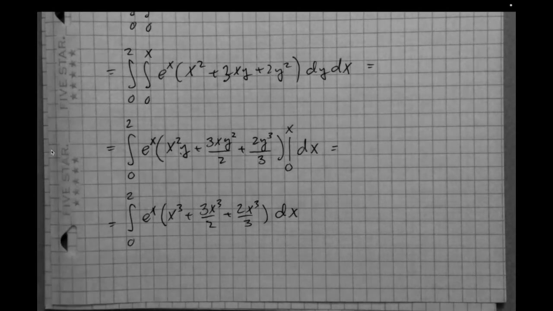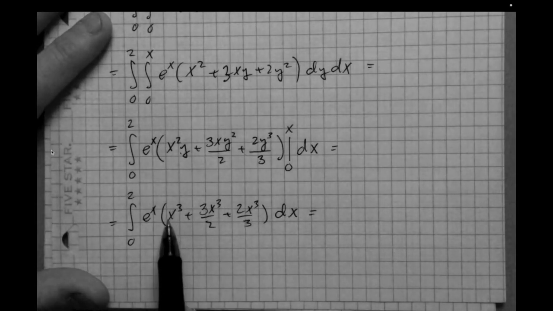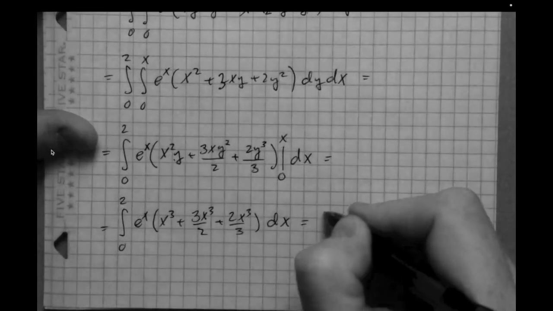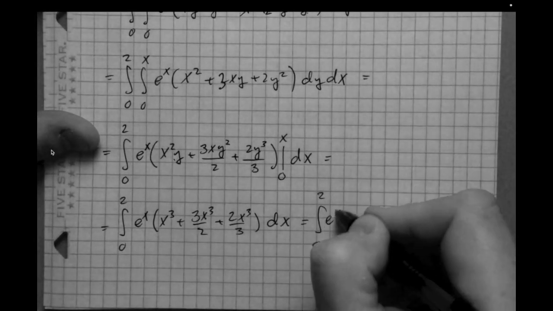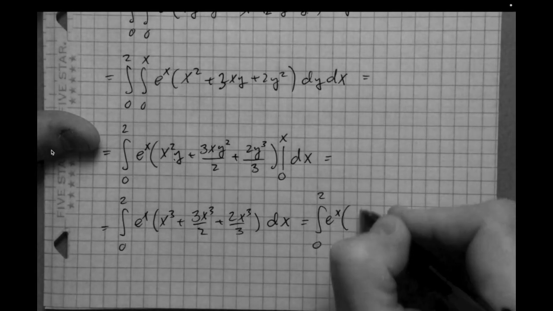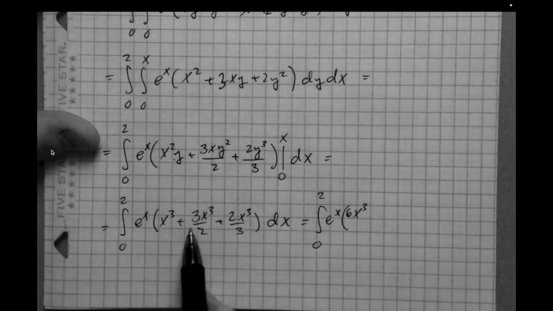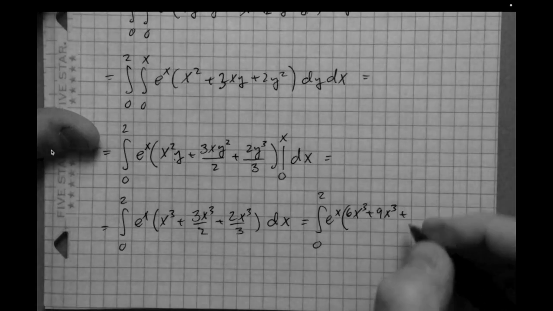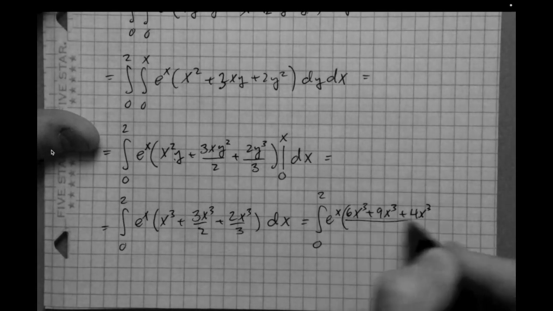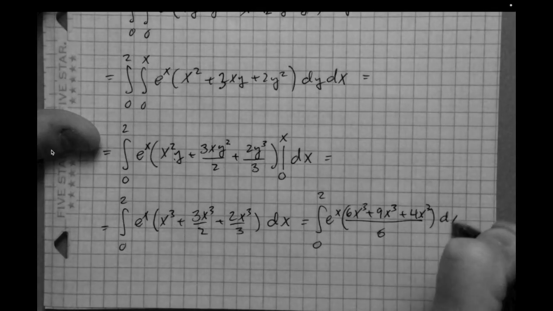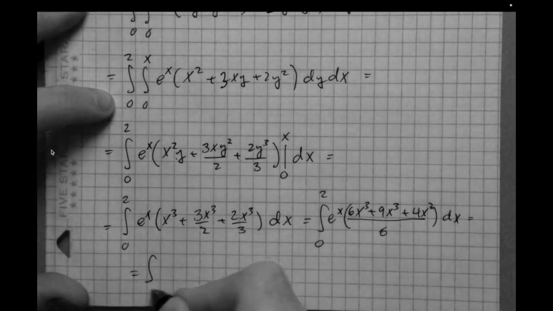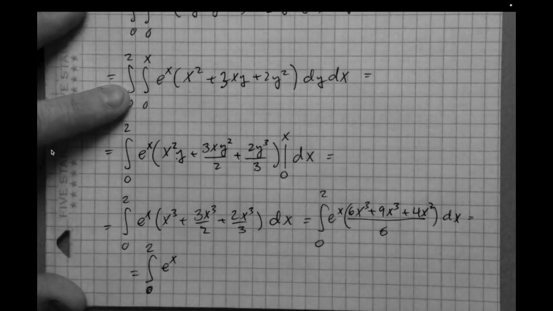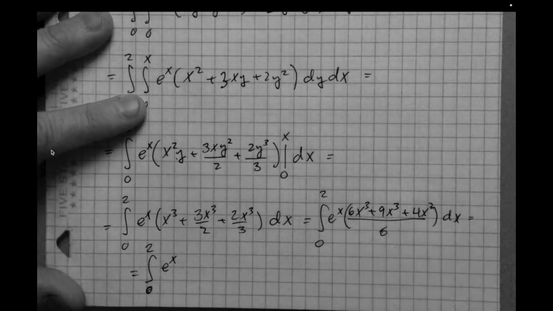And, well, we can clean this all up. These can all be combined. They're like terms. They just need to have the coefficients sorted out. And so when we do that, what would we do? We'd say e to the x, and then this is going to be 6x cubed plus 9x cubed plus 4x cubed. Right, just getting the common denominator of 6 there. And so we would have 0 to 2, and then it's e to the x times 19x cubed over 6.